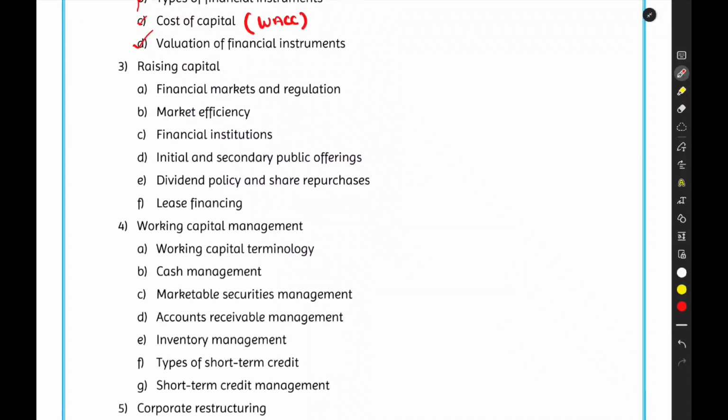Then the third part of section B covers raising capital. So what do we mean by raising capital? Raising means getting the funds. So if a company is planning to get some funds, from where can it get them? It can get them from different financial markets.